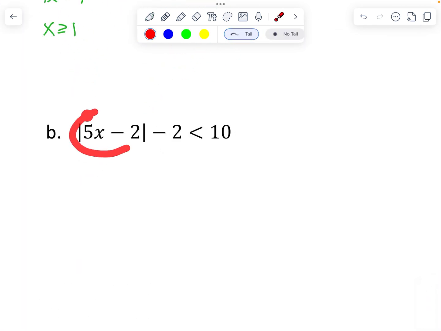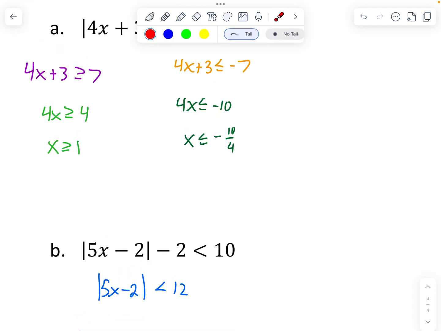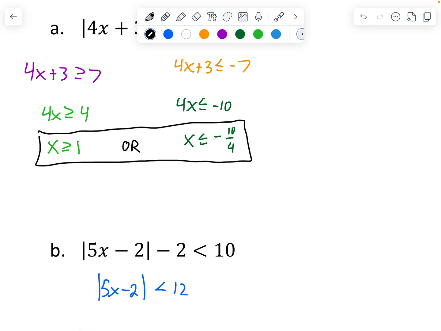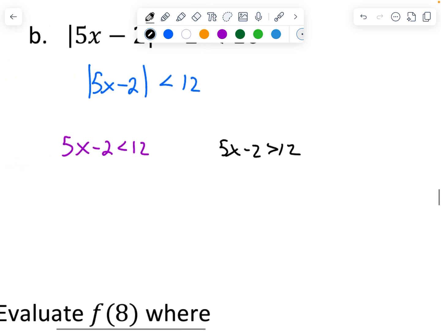On this one, before we set up our two cases, get the absolute value by itself. So the first thing I'm going to do is add 2, not that 2, this 2. So we get less than 12. Now we can do our two cases. 5x minus 2 is less than 12. 5x minus 2 is greater than 12. Coming back up here, we should actually determine if both of these can happen at the same time or not. Can you be greater than 1 and less than negative 10/4? You cannot, so this is an or problem. On the problem we're doing down here, we'll see that it's an and problem. We'll see how the answer looks a little different.